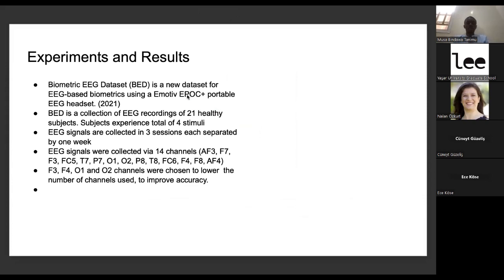From the information gotten from this previous experiment, the problem is that our data set is not very big, it is a small data set. So we decided to look for a better data set to test our network and see the results. We found the BED data set, which is the Biometric EEG Data set. It is a new data set specially designed for EEG-based biometric work.